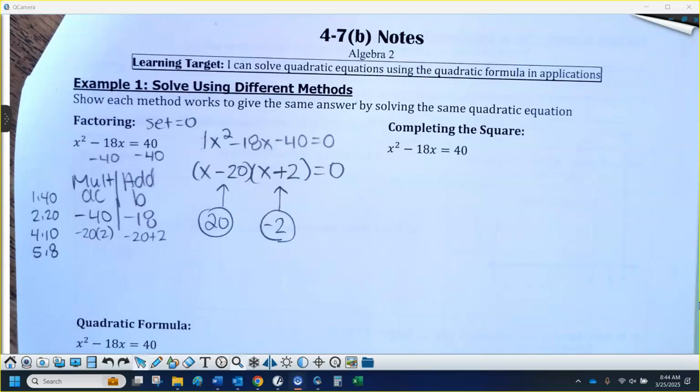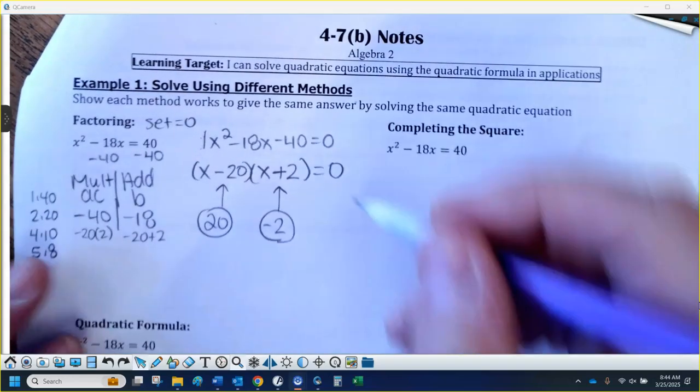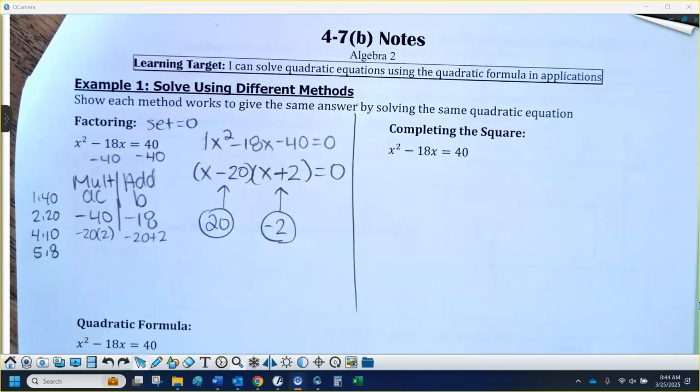Okay, so that's factoring. Now I'm going to solve the same problem, but we're going to do the completing the square that we did a couple days ago. Now, completing the square, you actually want it set up the way they set it up in the question. You want the x squared and the term with the x on the same side and any plain numbers on the other side, because we're going to complete the square.